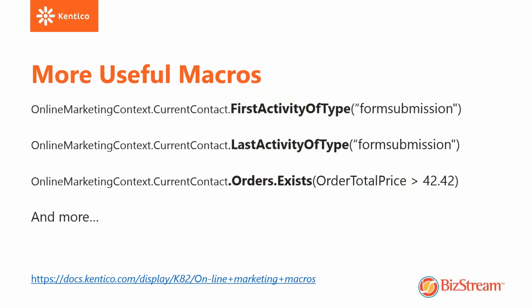And there's a lot of other useful macros. I'm not going to go through all of them because we don't have time today, but I do want to point out a few. The orders macro of a contact, the last activity type, and the first activity type are three of the more common uses of macros when you get into the online marketing realm. You might want to know the last time they submitted a form, or the first time they submitted a form, and then take further action in your code from that, or in your web part, or in your static HTML use of the macro.